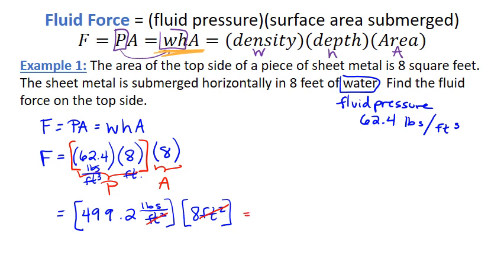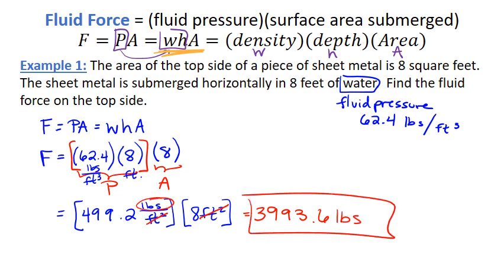When I multiply 499.2 times 8, I get 3,993.6 pounds. And that is the fluid force on the top side of this piece of sheet metal.